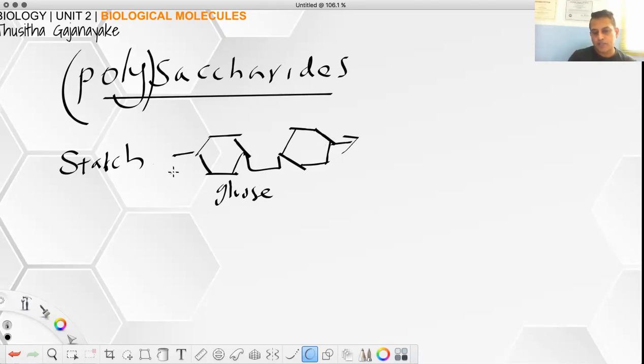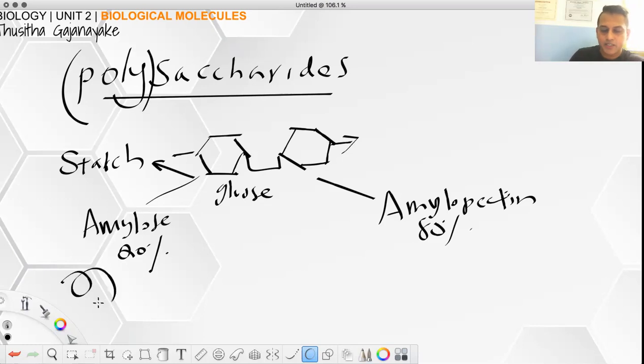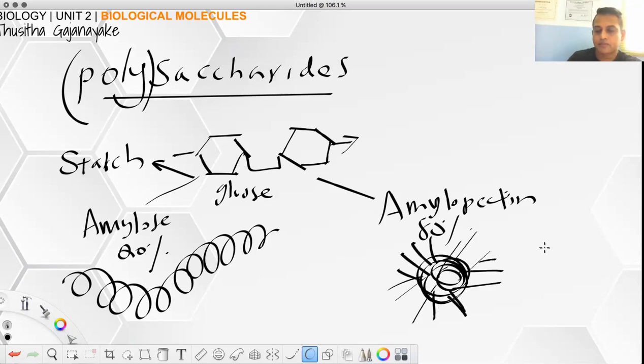Now, starch molecules again have two components. One is called amylose. The other one is called amylopectin. If you take starch, 20% is amylose, 80% is amylopectin. Now what is different? The difference is their structure. The amylose molecule is usually like this: a long linear molecule. Amylopectin makes branches.